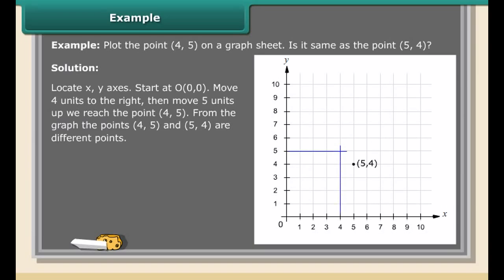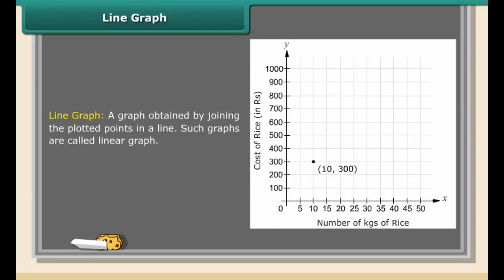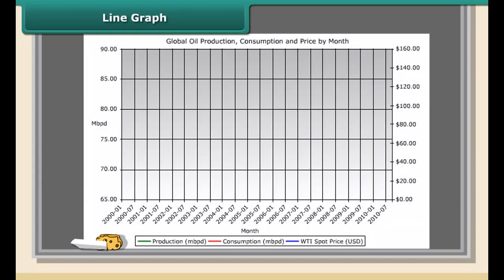Solution: locate the x and y axes. Start at O (0, 0). Move 4 units to the right, then move 5 units up, and we reach the point (4, 5). From the graph, the points (4, 5) and (5, 4) are different points.